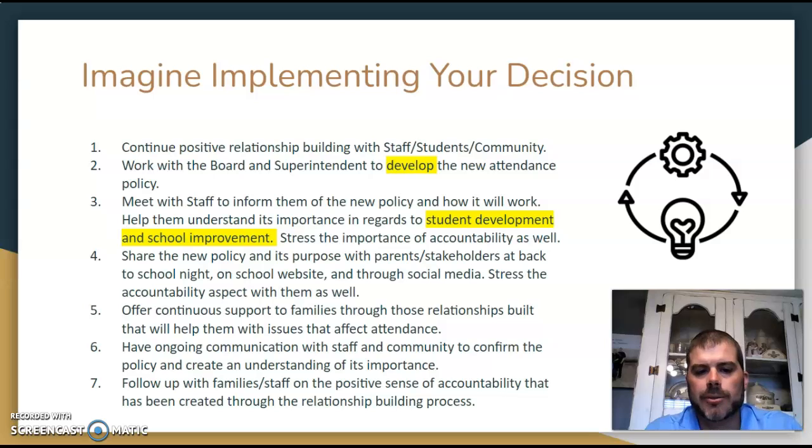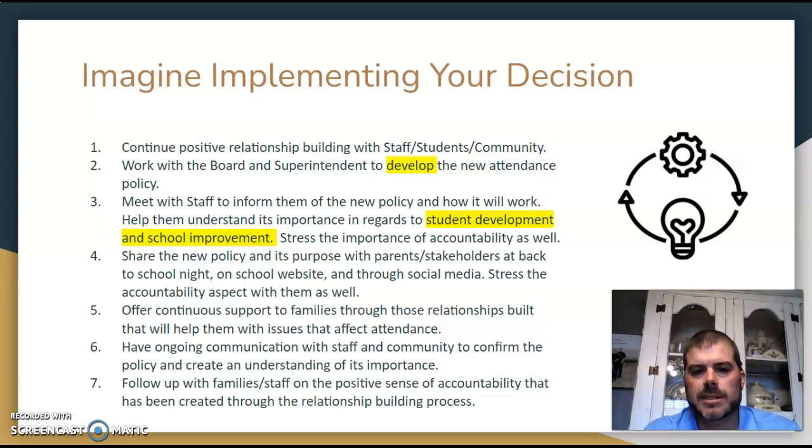Number five, I would offer continuous support to families through those relationships built, as well as working with our social services and juvenile services to help them with issues that affect their attendance. Number six, I want to have ongoing communication with staff and community to confirm the policy and create an understanding of its importance. And then number seven, I want to follow up with families and staff on the positive sense of accountability that has been created through the relationship building process.